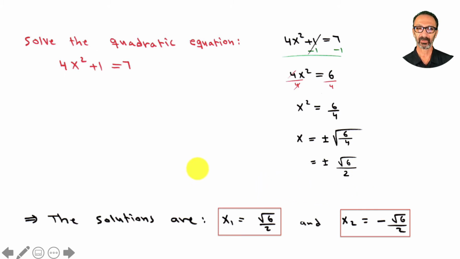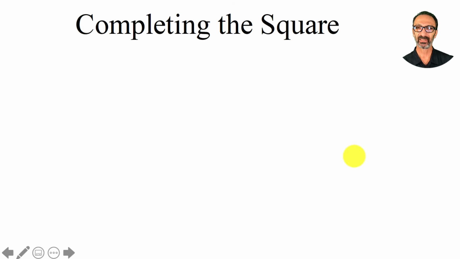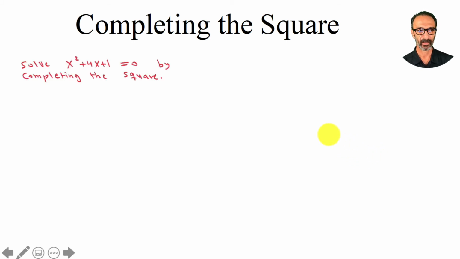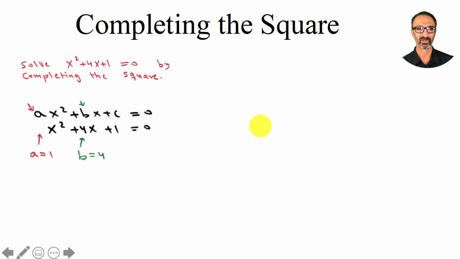Okay, we're going to go over completing the square and how to do it. It's another method of solving quadratic equations. Here's an example. Solve x squared plus 4x plus 1 equals 0 by completing the square. The way to do it is you need to identify what's a and b. In this case, a is 1. And in this case, b is 4.